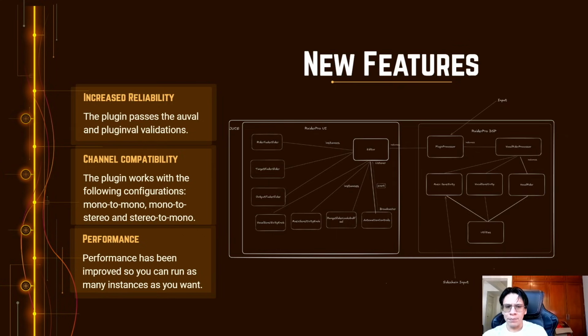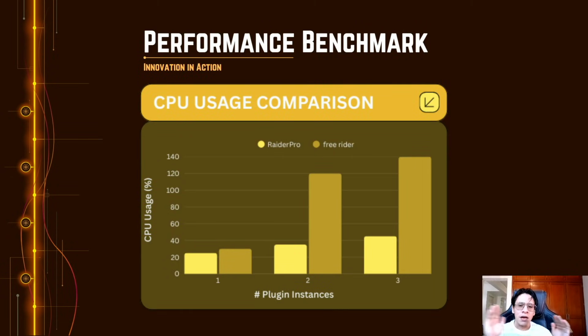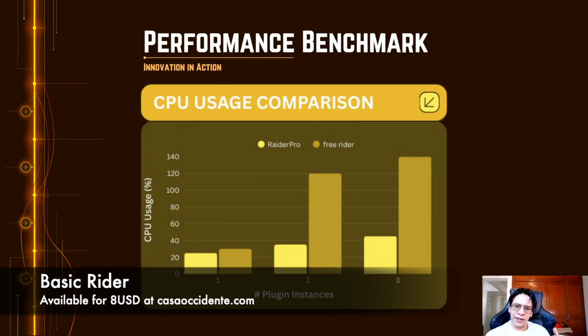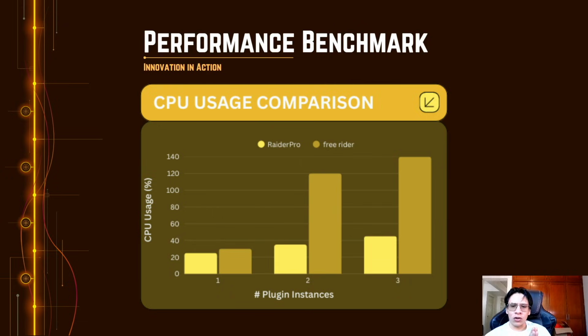And lastly, performance. This plugin has much better performance, so you can add as many instances of the RaiderPro as you want and your CPU won't suffer, because each time you add a new plugin, the increase in CPU usage is minimal. You have a benchmark here, and you can see the CPU usage of the RaiderPro is much lower than its free version, which is now the Basic Rider, available for $8 at casaoccidente.com.